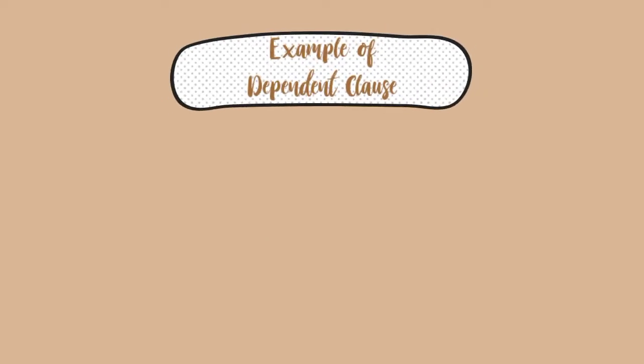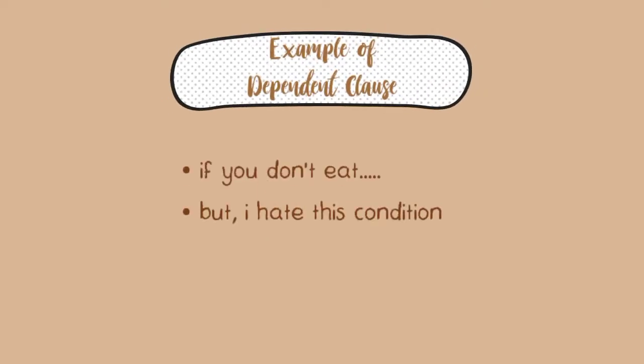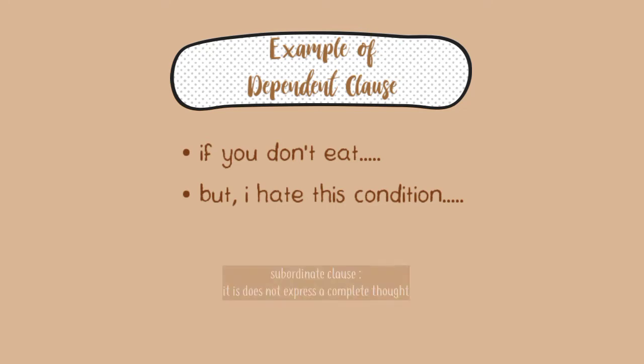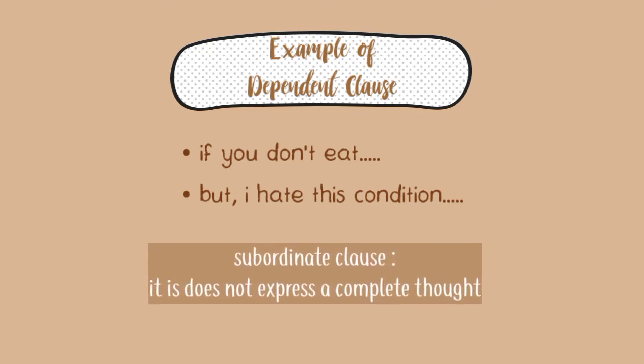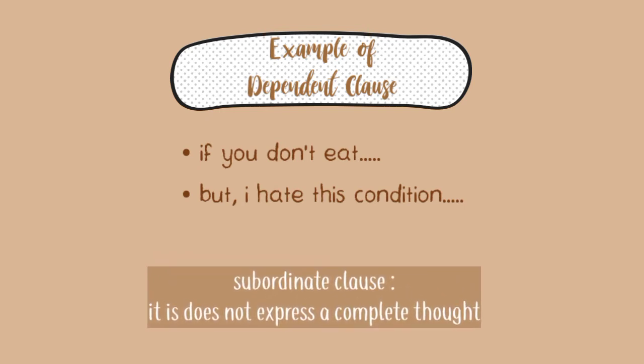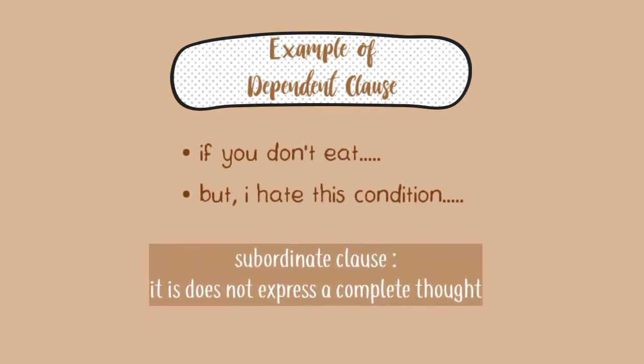And a dependent clause is a clause that cannot stand alone as a sentence and does not express a complete thought. Example of dependent clause: if you don't eat, but I have this condition. A dependent clause, as a subordinate clause, does not express a complete thought.